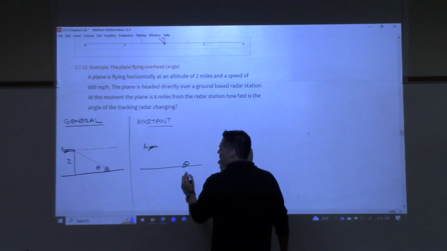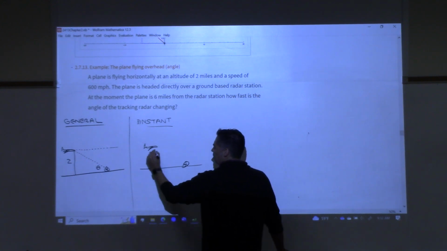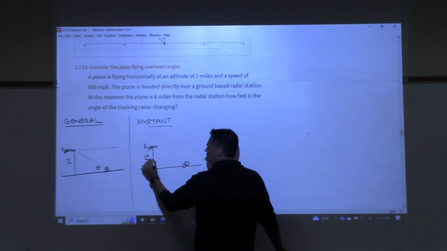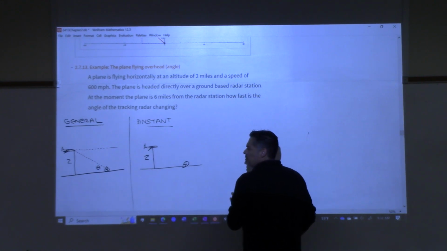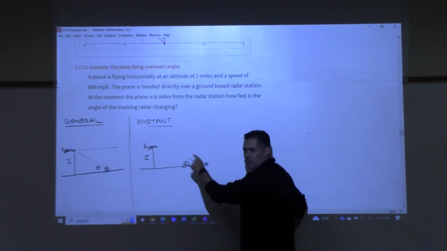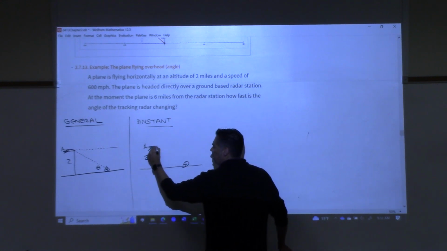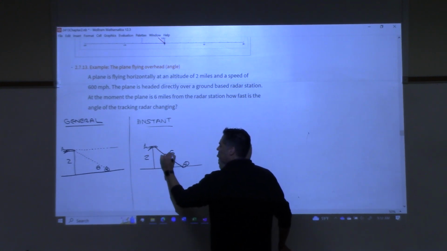But at the instant in time, what do I know for sure? This is still 2, but what's 6 miles, right? They're 6 miles apart, right? So you can look at this almost like the hypotenuse of that triangle is 6, right?